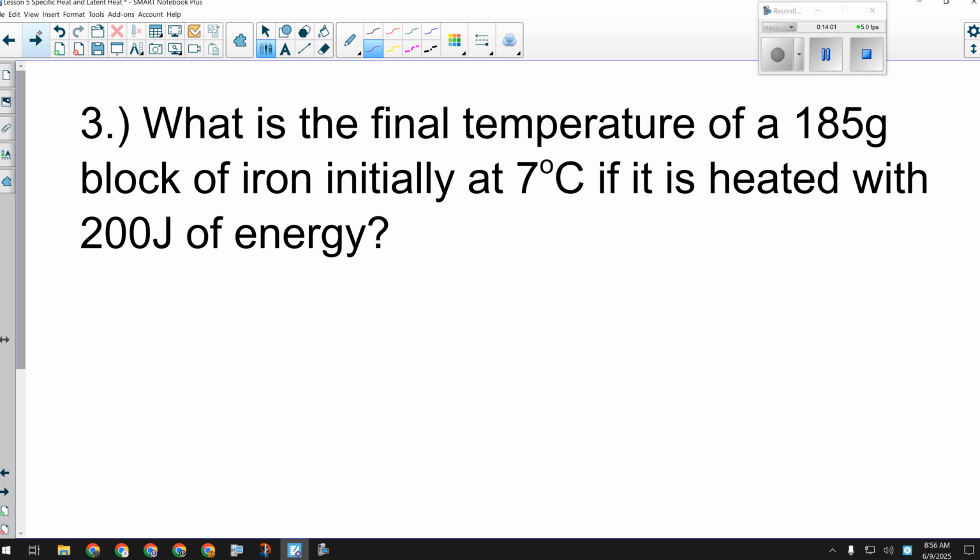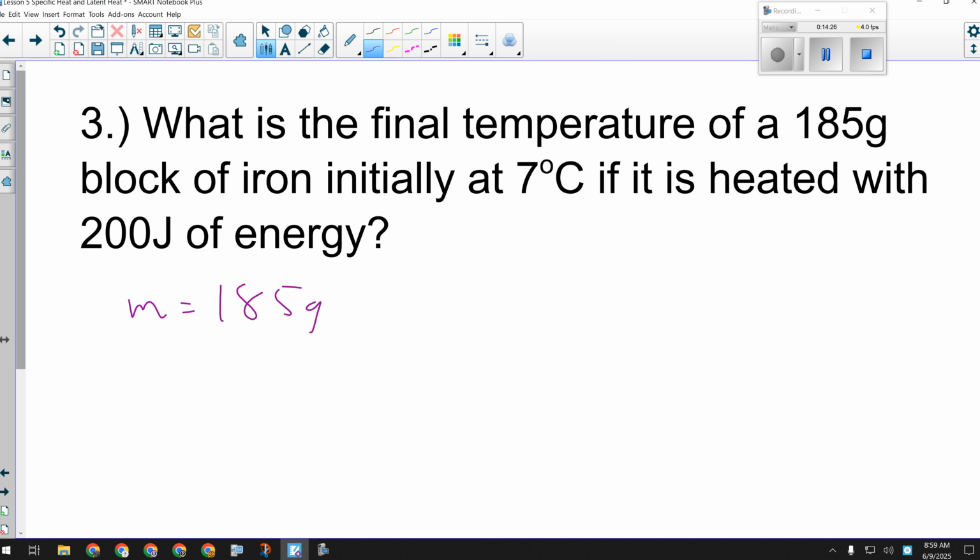Give that one a try. This is about as tricky as they get because it has one extra step. As I said, this is the trickiest one, just because there's an extra step. You've got to figure out what the final temperature is at the end. Since final temperature is not part of the formula, still write down what we have. We have the mass, 185 grams.